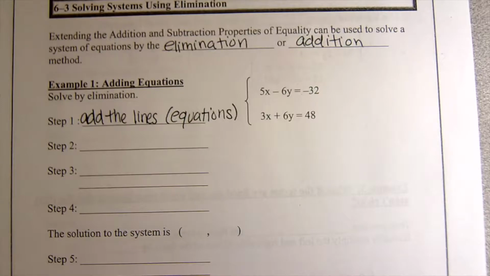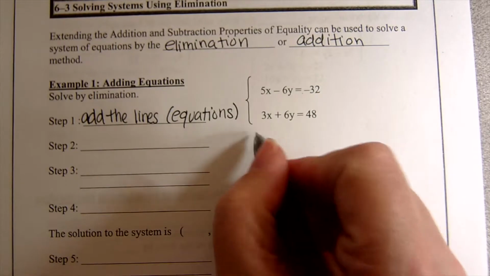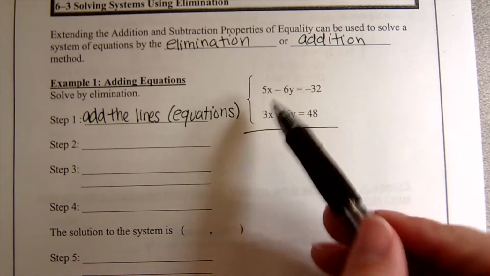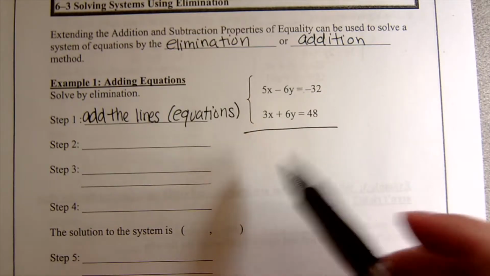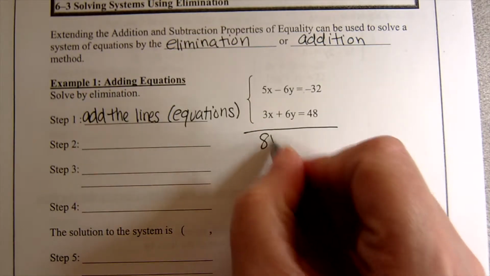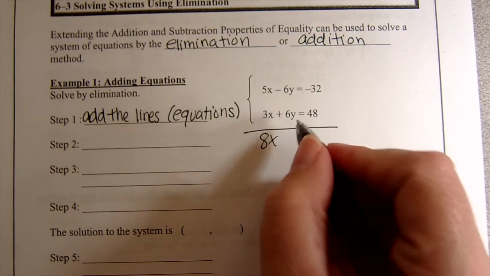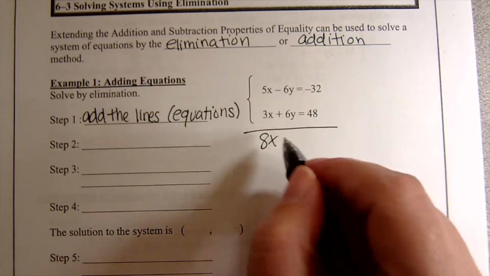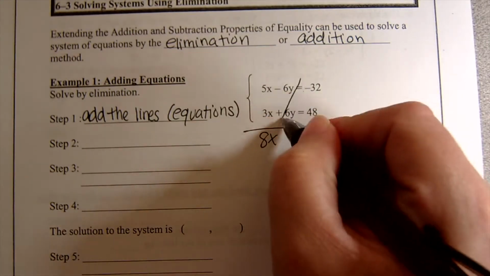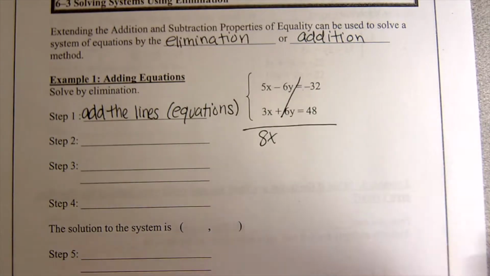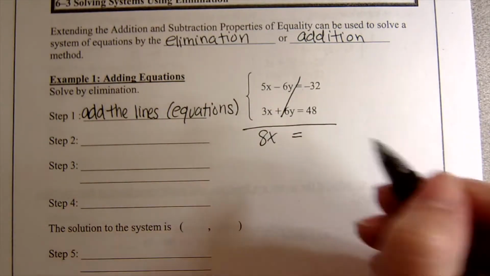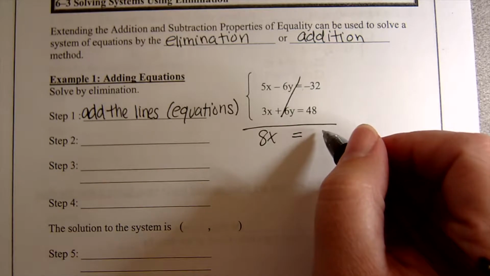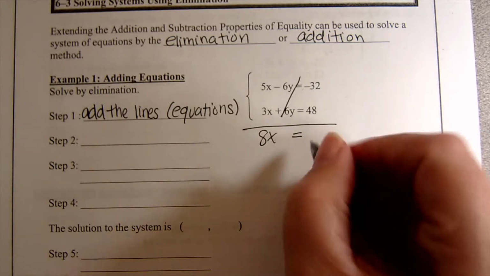So I'm literally going to add these two things together. What is 5x plus 3x? 8x. What is negative 6y and positive 6y? 0. So those cancel, and we're just going to cross those out because they canceled. Bring down the equal sign. Negative 32 and 48. 16. Positive 16.